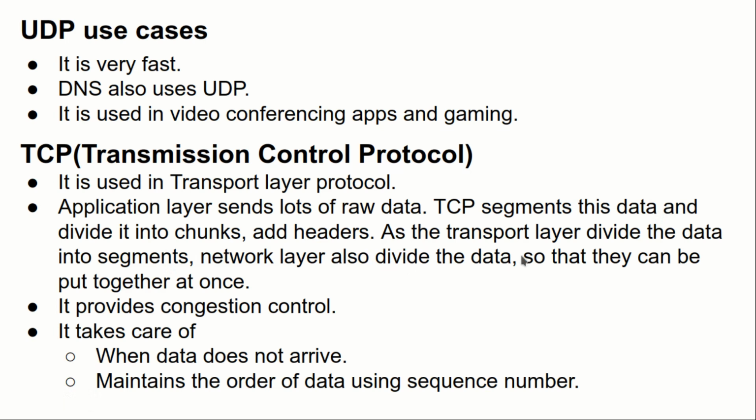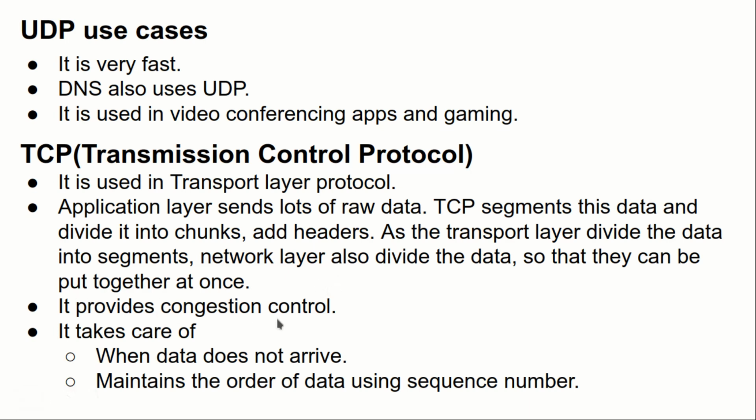In the previous video, I showed you that the network layer transfers the data from one computer to another, and the data is passed from the network layer up to the application layer. So all the data transferred from your friend's computer to your computer through the network layer will be divided. The transport layer divides the data into segments, and the network layer also divides the data, so that it can be put together at once when it reaches the application layer.